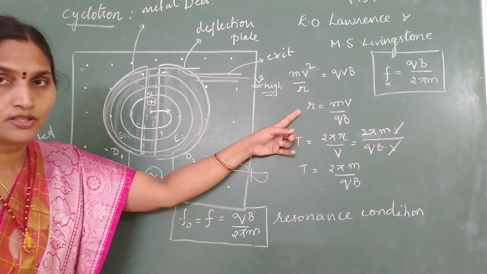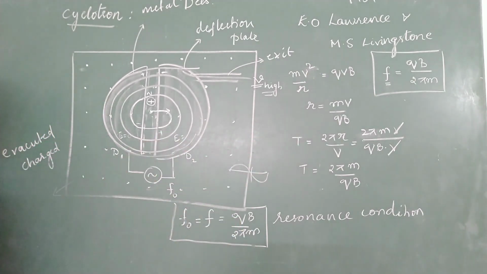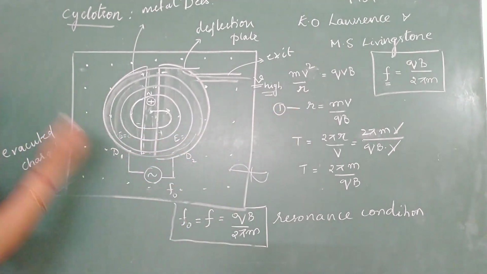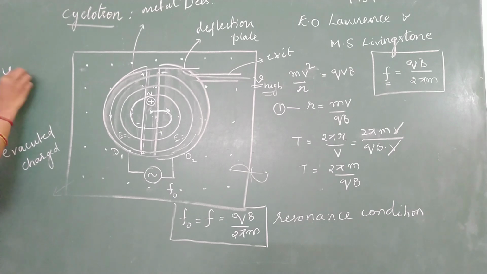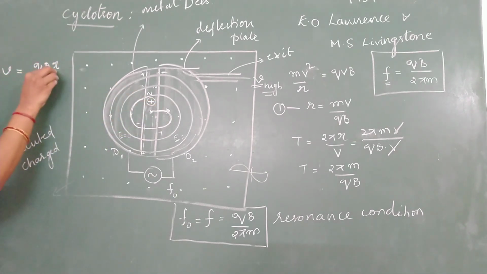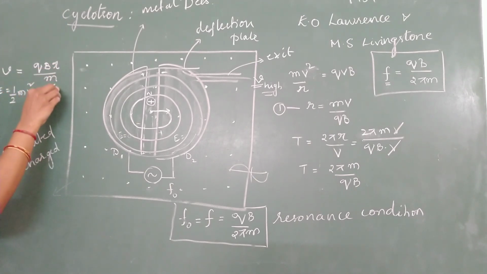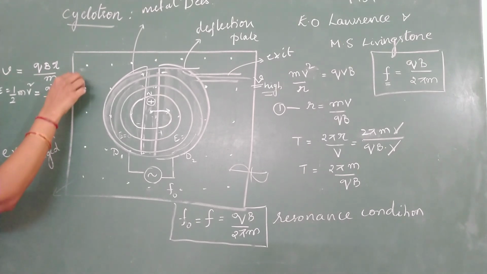And from this relation, tell me what is the velocity of the charged particle. If I call this equation 1, what should velocity be? Velocity is QBR divided by M. So the kinetic energy with which it comes out, half mv square, will be, squaring this relation, Q square B square R square, one m gets cancelled, divided by 2m.